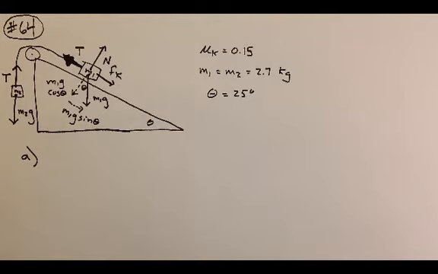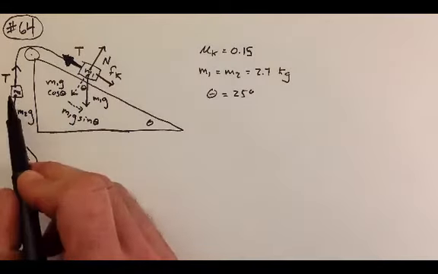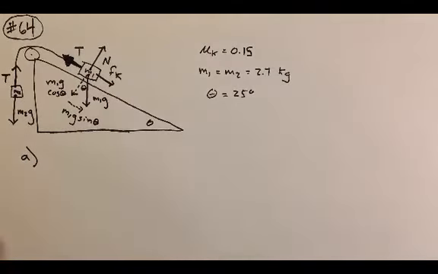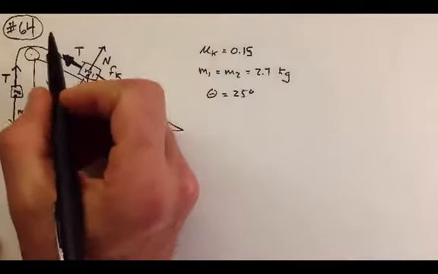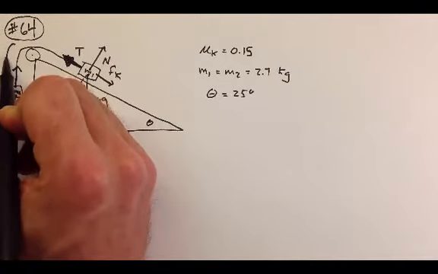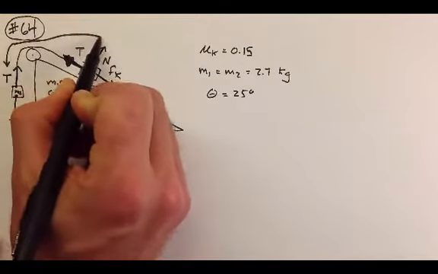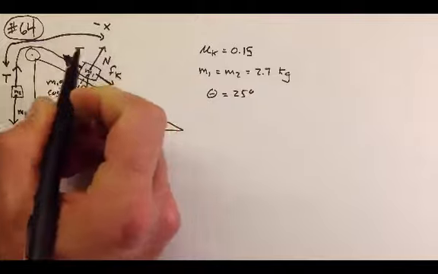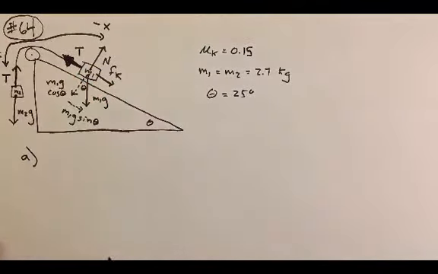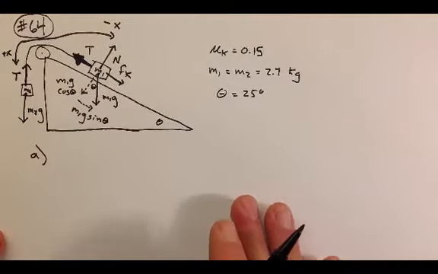So in part A, it says, what's the acceleration of these two blocks, assuming that M2 is moving down? So we're going to define a coordinate system here, and I'm going to define my coordinate system like this, okay? This direction here, I know this is crazy, is the minus x direction, and this is the plus x direction.